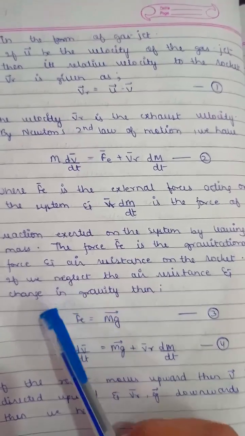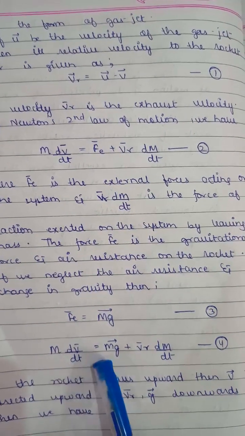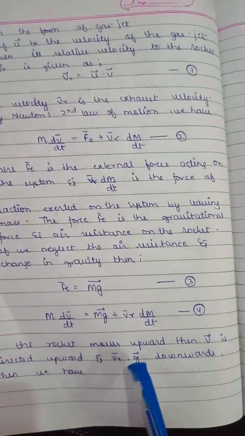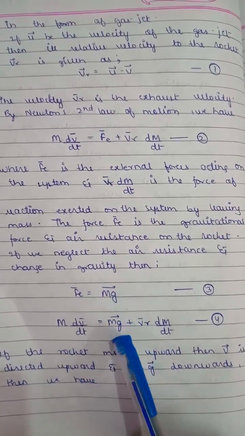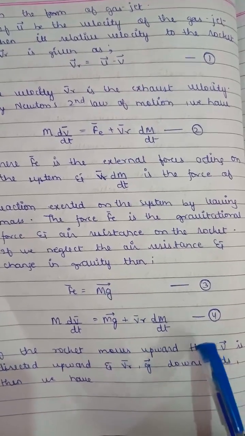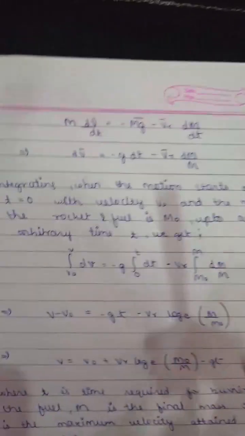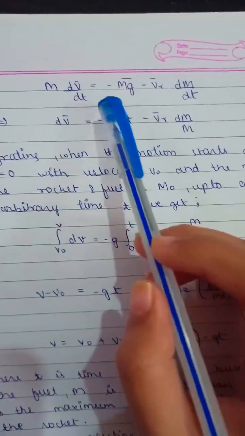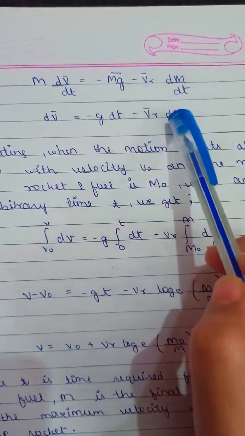Now we will substitute the value of Fe in equation 2. So we get m dv/dt = mg + Vr dm/dt. If the rocket moves upward, then v is directed upward and g and Vr are directed downwards. That is, they will be taken as negative. Now we will substitute the negative and positive values respectively: m dv/dt = minus mg minus Vr dm/dt.